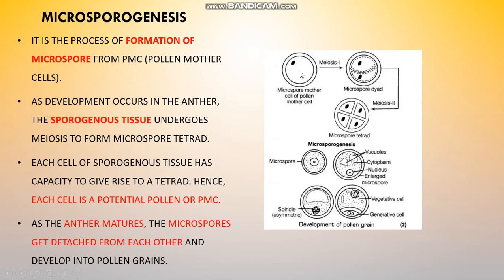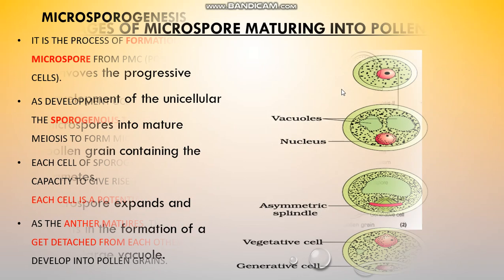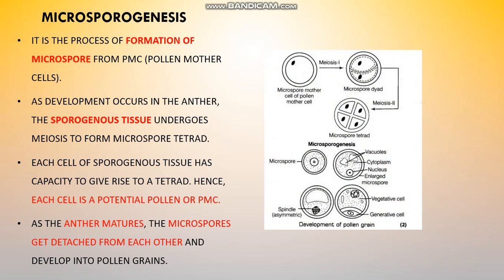So you can see in the picture, this is a single microspore mother cell. It is diploid, so it undergoes meiosis. After meiosis 1, it forms microspore dyad, 2 microspores. They further divide by meiosis 2 and result in the formation of a tetrad of microspores. So one microspore mother cell gives rise to 4 microspores. And since the division here is meiosis, all the microspores are haploid in nature, whereas the microspore mother cell is diploid. So one diploid microspore mother cell gives rise to 4 haploid microspores.